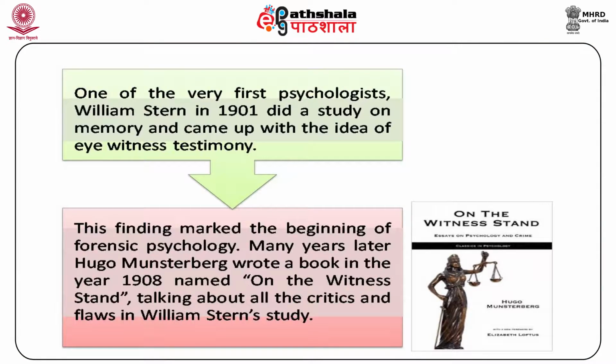One of the very first psychologists, William Stern, in 1901, did a study on memory and came up with the idea of eyewitness testimony. The findings of the study marked the beginning of forensic psychology. Many years later, Hugo Munsterberg wrote a book in 1908 named On the Witness Stand, talking about all the criticisms and flaws in William Stern's study.